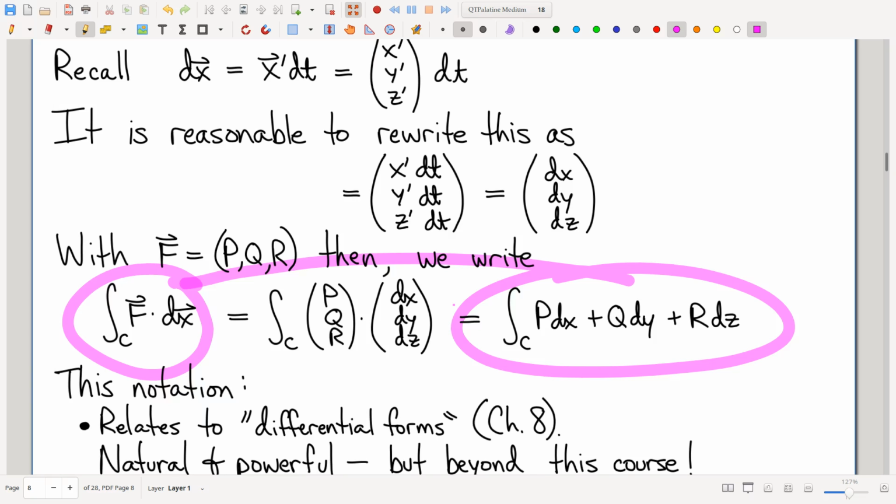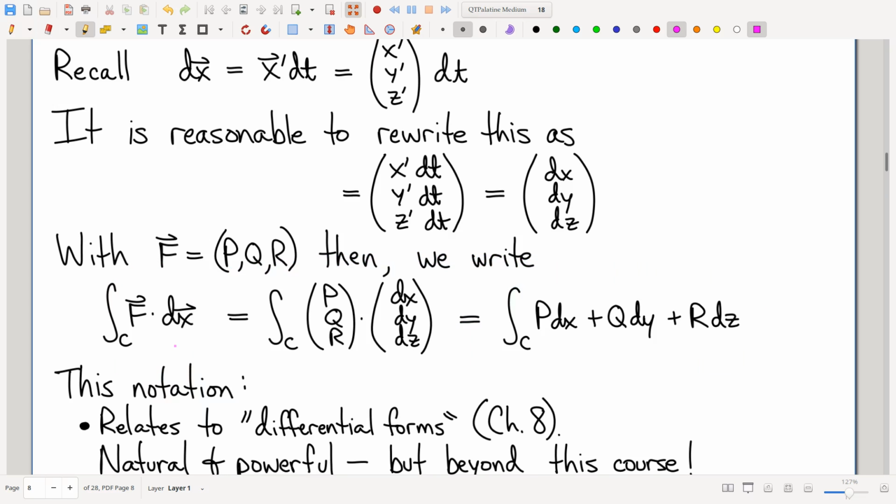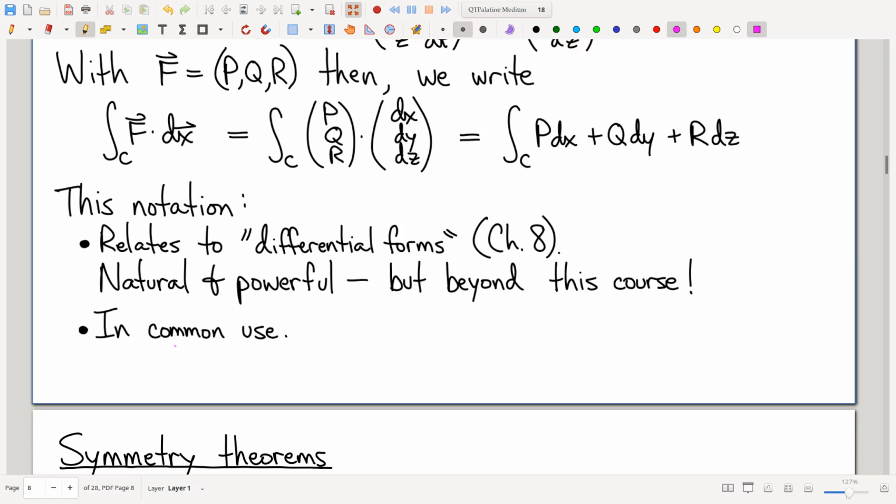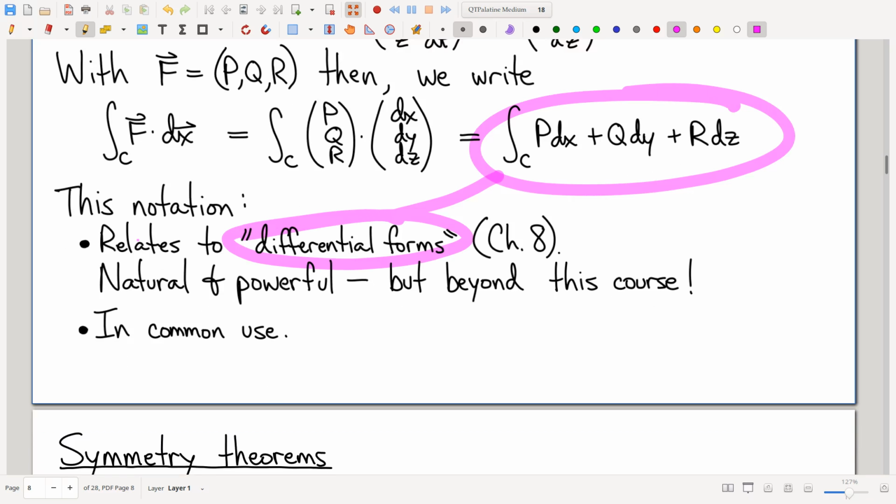Well, I don't have an answer. I don't think you're going to want to use this notation most of the time. The main reason I'm showing you this notation is because other people like this notation. Now, what I do want you to understand is why they like this notation. This notation is pretty much what integrals of differential forms look like.